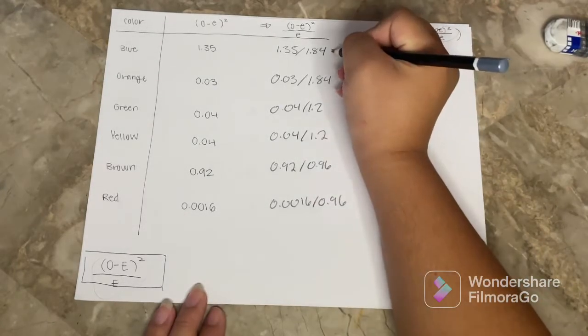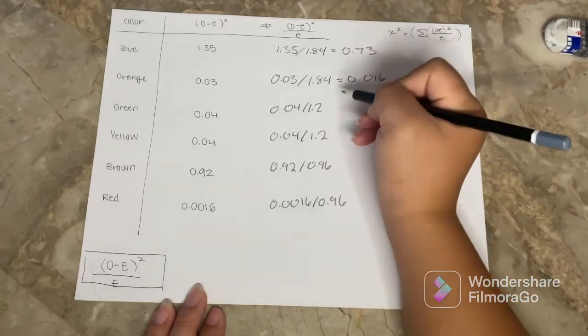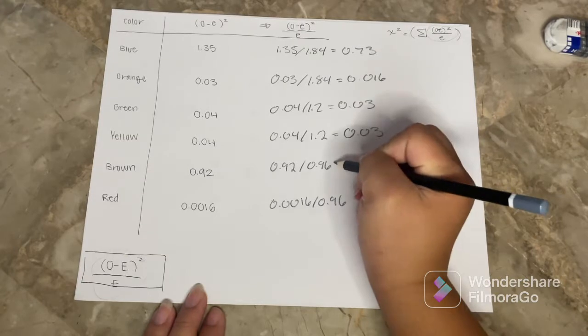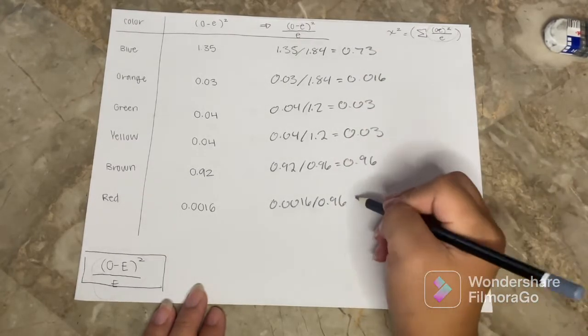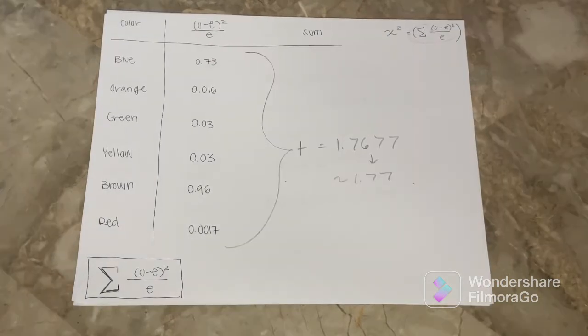For blue, we got 0.73. For orange, we got 0.016. And green, we got 0.03. I will now be doing the same to the rest of them. Finally, we will add the numbers on the left all together to find our chi-square value, which is 1.7677, which we rounded to 1.77.